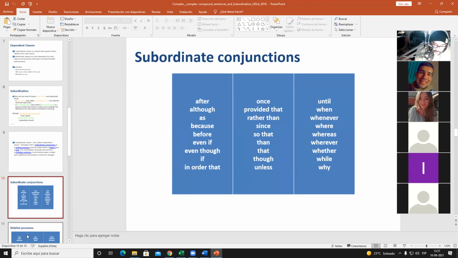As a summary, there you have all the subordinating conjunctions. As you can see, some of them are very easy to remember, right? But there are some others which are more difficult. On the other hand, please be very careful with the ones created by multi-word units, like, for example, even though, in order that, provided that, rather than.